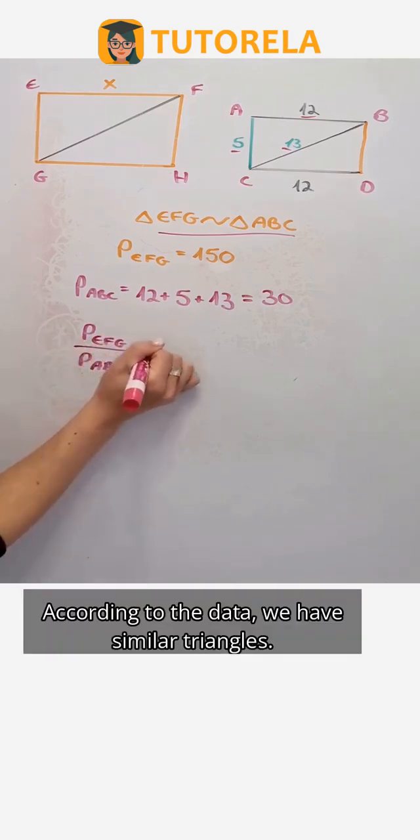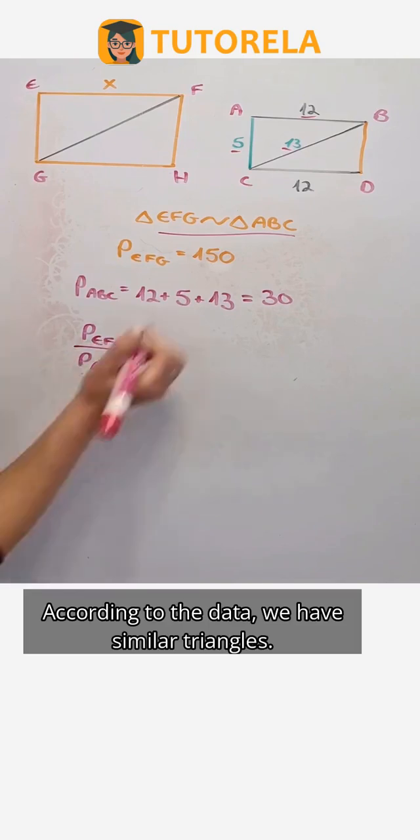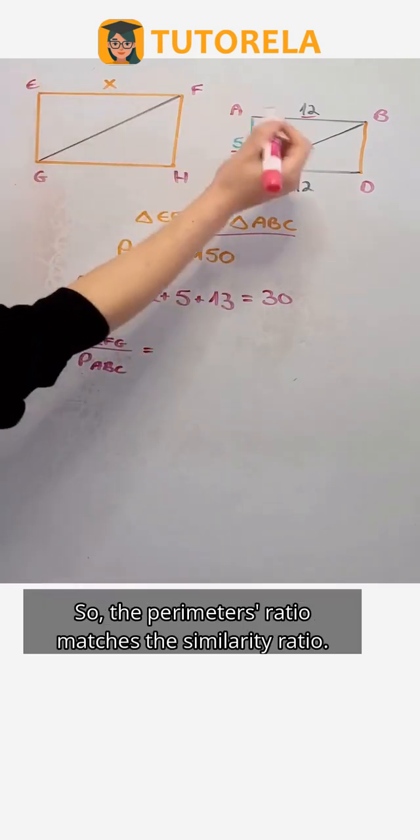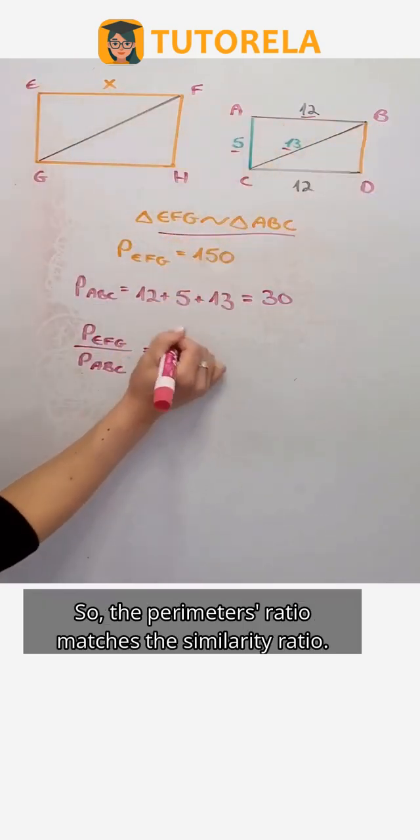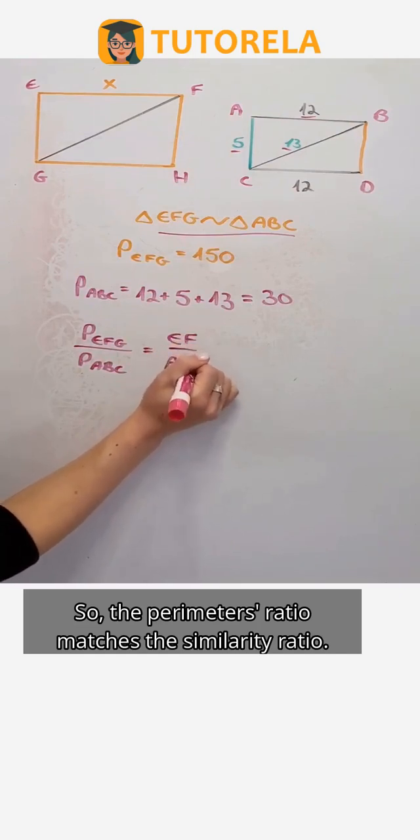According to the data, we have similar triangles. So, the perimeter's ratio matches the similarity ratio.